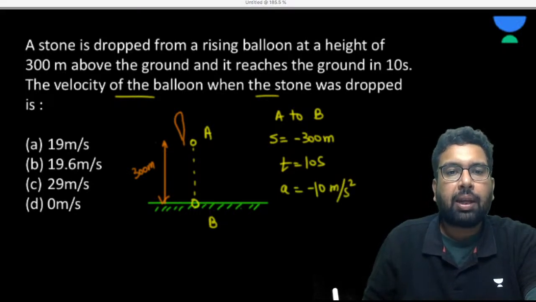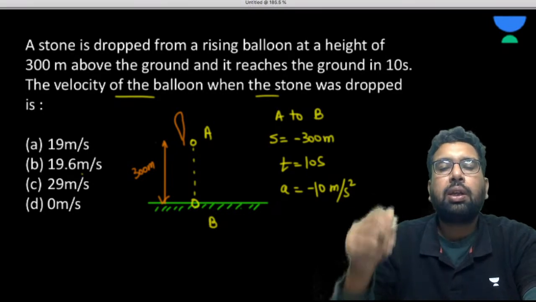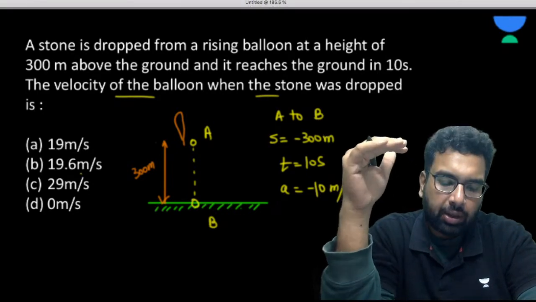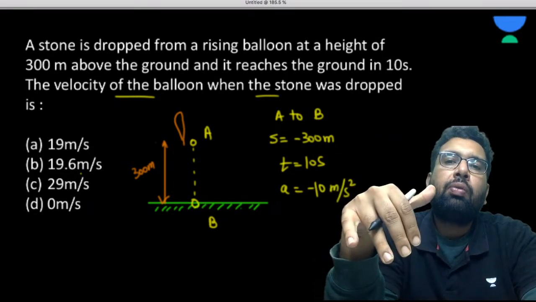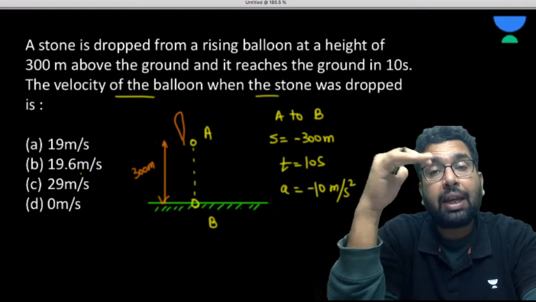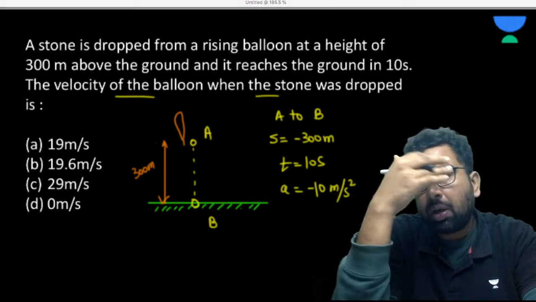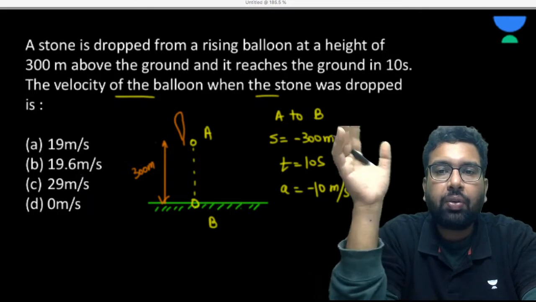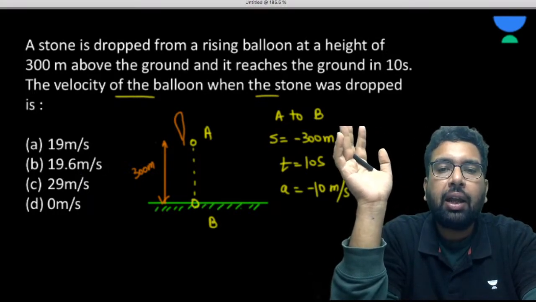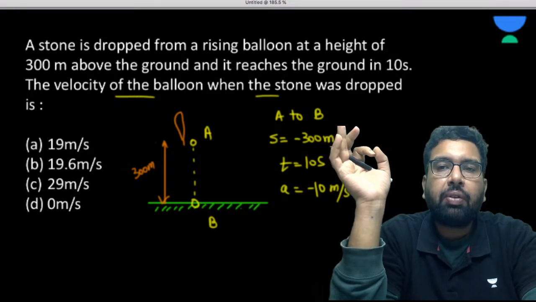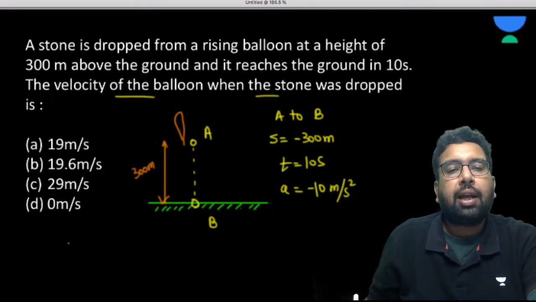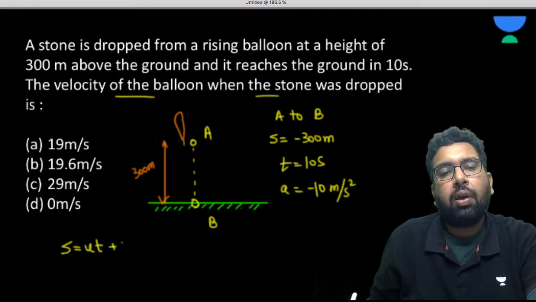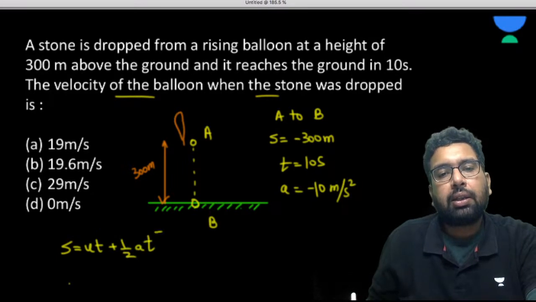Why am I taking this as minus? Because we have considered the upward direction from the reference as positive, like from A, the displacement happened in the downward direction. Acceleration is always downward when it is due to gravity. So we have taken this sign convention. Now S is equal to ut plus half a t square. So S is going to be minus 300.